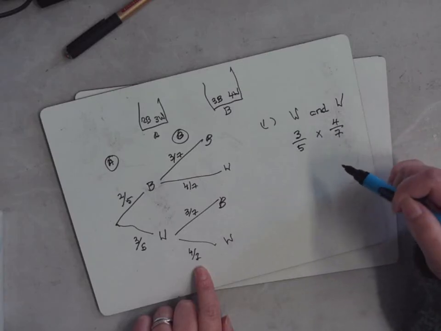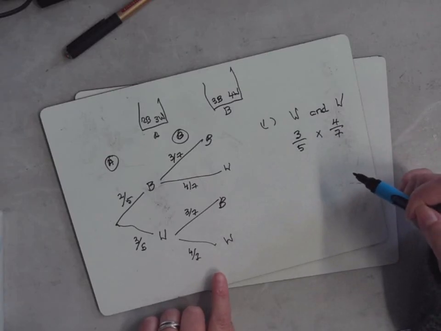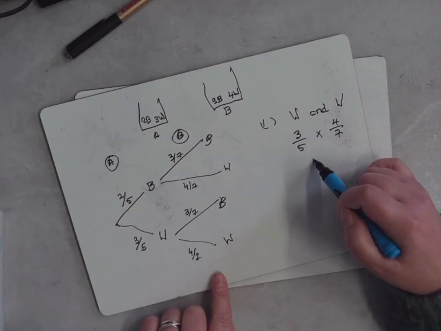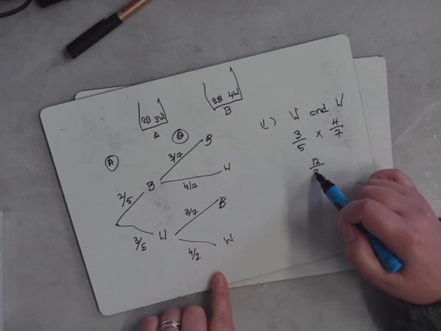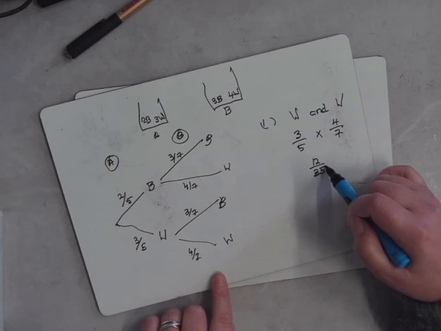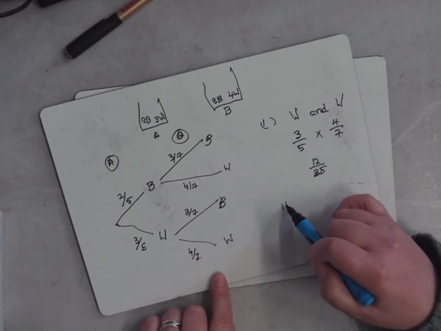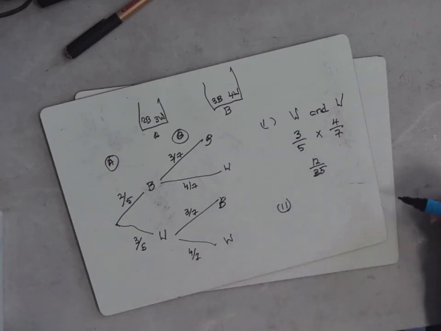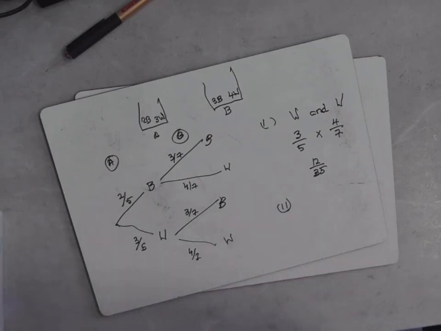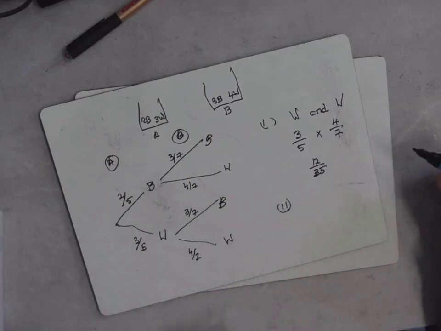And what's that? 3 fours are 12, out of 35. Okay, and I said that in camera. I could be fired for that. 3 fours are 12.